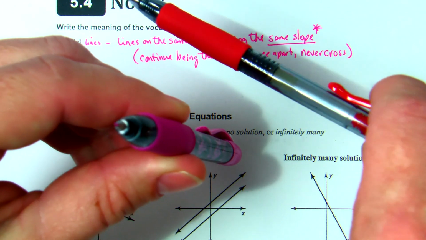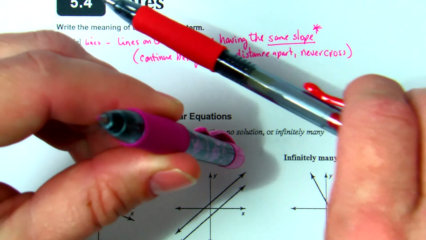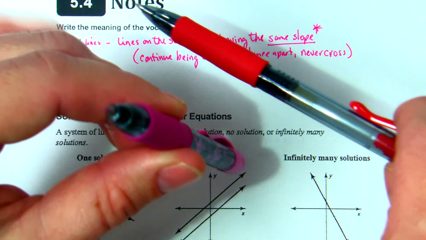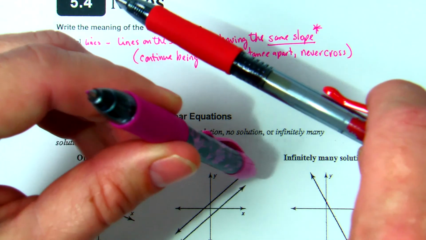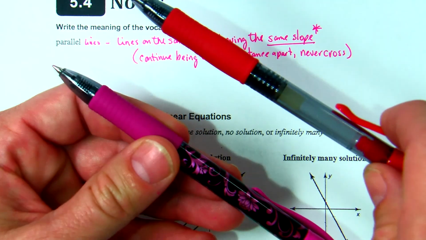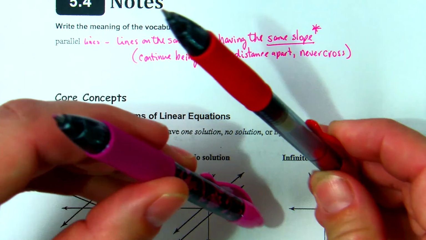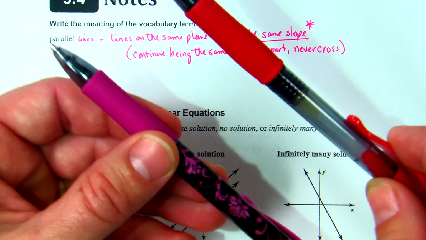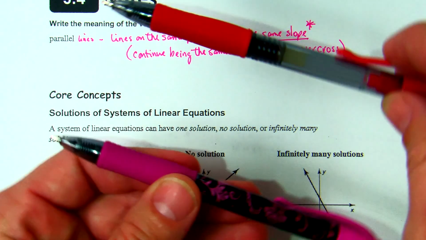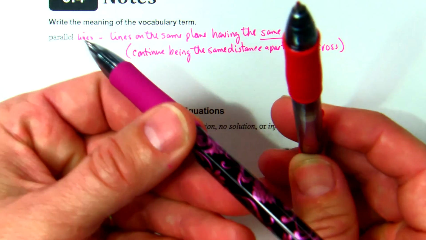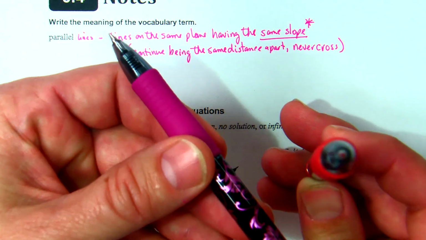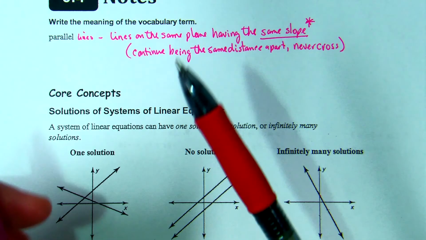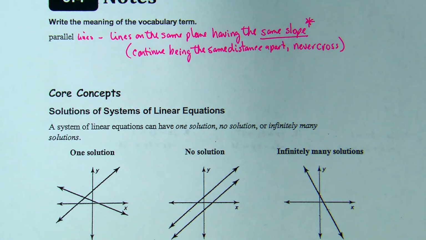So when we're talking about parallel lines at this point in our algebra, this section 5.4, we're only dealing with lines that lie on the same plane, and they're going to continue in the same direction, having the same slope no matter where I put them. We're not talking about lines that don't intersect, that are not on the same plane like this right here. They would be two different planes. So we're dealing with the same plane here when we're talking about parallel lines.